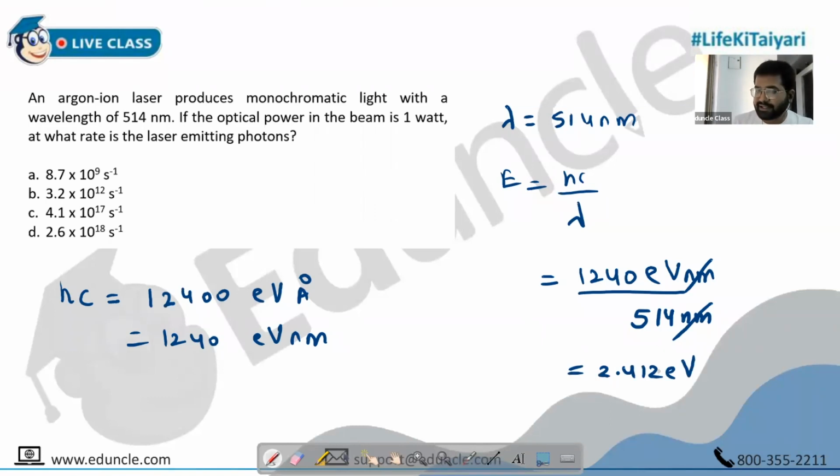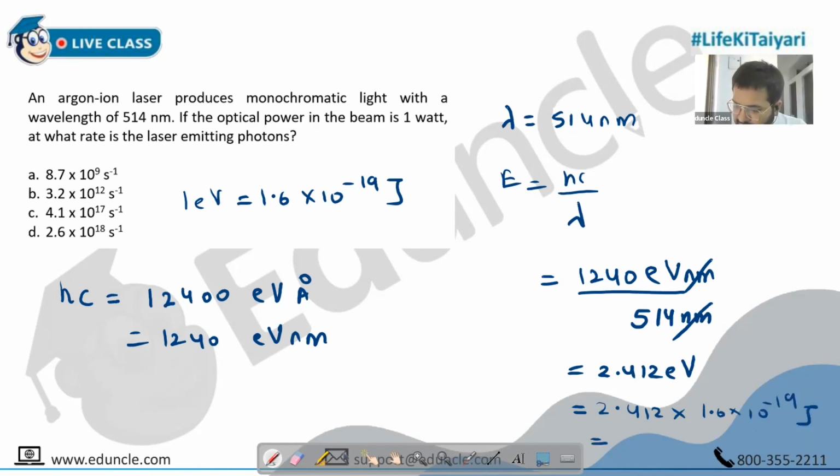Okay, we can convert this in joule if you want. So what is 1 electron volt? It's 1.6 into 10 raised to minus 19 joules. So this becomes 2.412 into 1.6 into 10 raised to minus 19 joules. I'm getting 3.8599, which is 3.86 roughly, into 10 raised to minus 19 joules. This is energy. They have given us power is 1 watt, people.